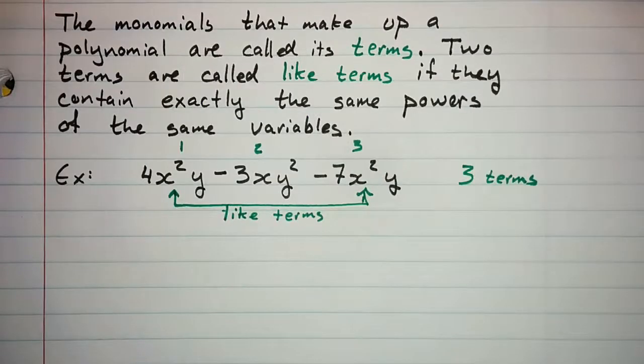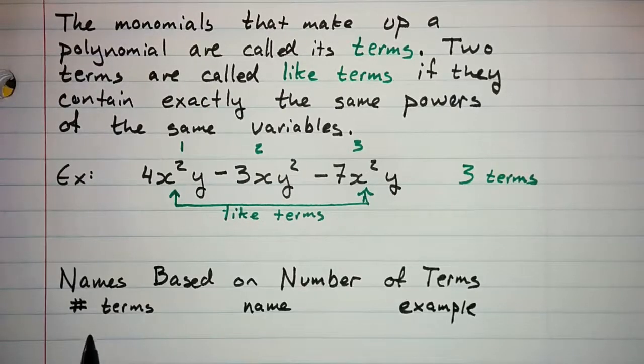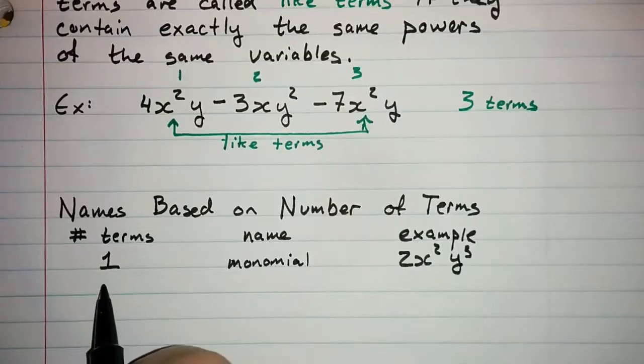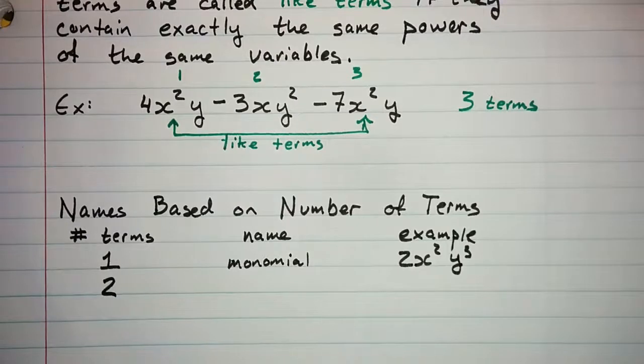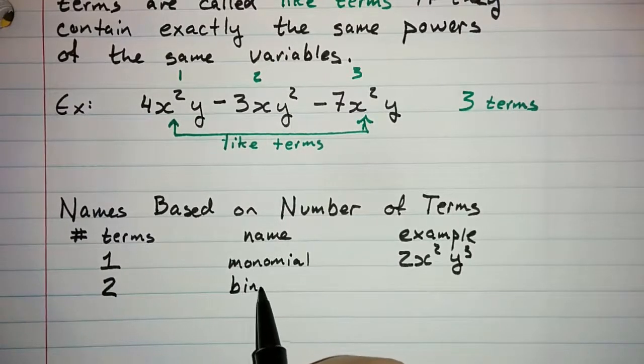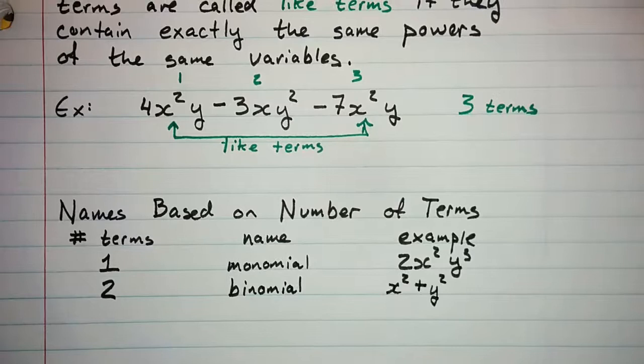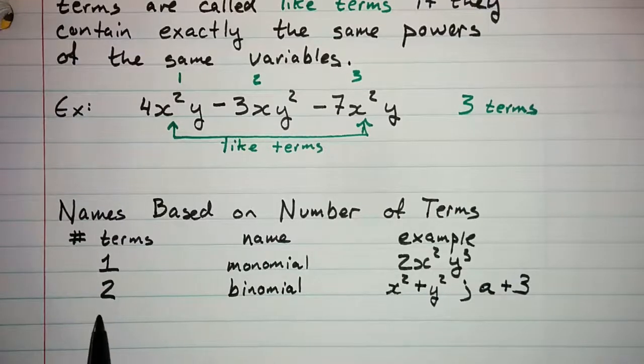Sometimes we give names to polynomials based on how many terms they have. A polynomial with only one term is still called a monomial, and we've seen several examples of monomials. Here's another one. A polynomial with two terms is called a binomial. Mono means one, bi means two. So, for example, x squared plus y squared or a plus 3 would be binomials.